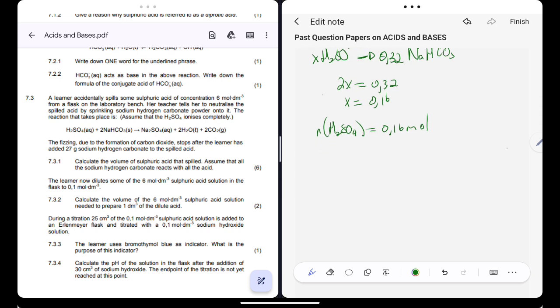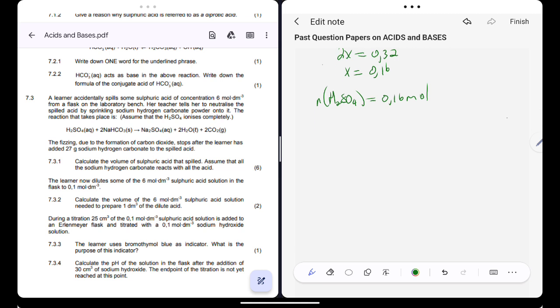Okay, let's continue to the business. Remember that we are supposed to find the number of moles of the acid, right? We did. So the formula for concentration says n over V. I know the concentration and I know the number of moles. I need to find my volume. The concentration is 6 moles per cubic decimeter. The number of moles is 0.16. I want to find out the volume.